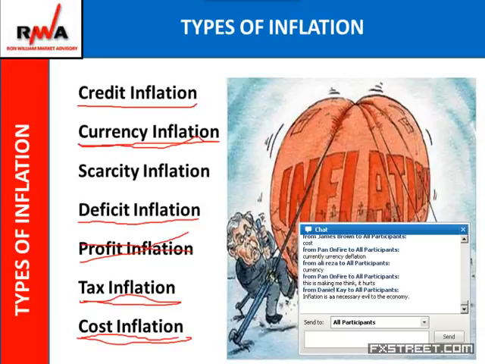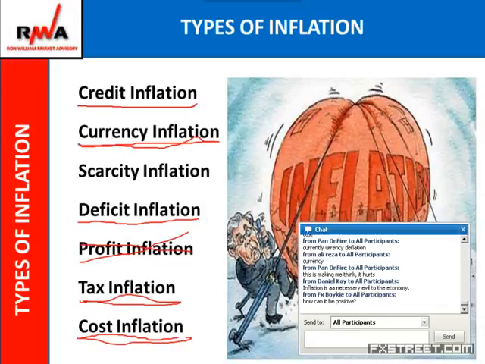So we just highlighted credit inflation, which is currently true, currency inflation, which is more of a long-term risk, deficit inflation, which is a current risk, and then of course tax and cost inflation, which we're already experiencing, but which might increase later on.